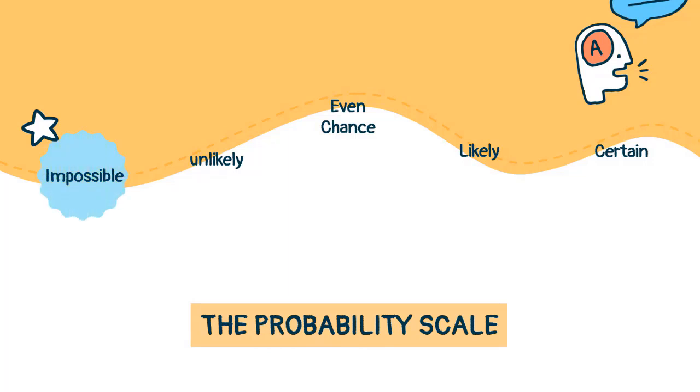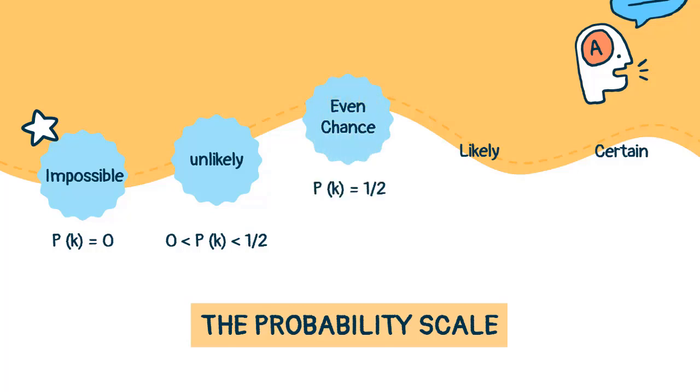First, impossible event. The value is null. Second is unlikely event. The value is more than null and less than a half. Third is even chance. The value is a half. Fourth, likely event. The value is more than a half and less than 1. Fifth, certain. The value is 1.